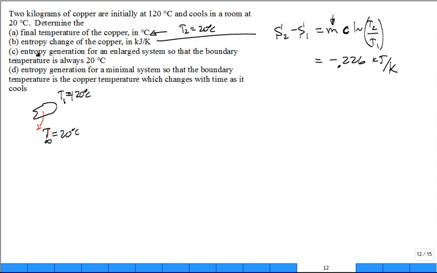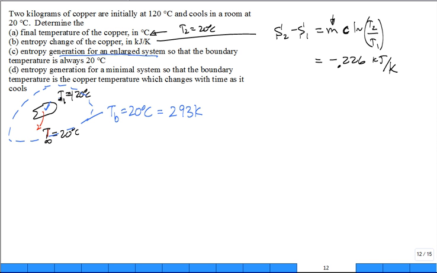So let me do this. Let's go to part C. What is the entropy generation for an enlarged system so that the boundary temperature is always 20 degrees C? So now I have a large control volume where the boundary temperature is always 20 degrees C. That's 293 Kelvin. True? And I want to know what is the entropy generation for the process of cooling this copper chunk in there. It starts where the copper chunk's 120. At the end of the process, the copper chunk's 20 degrees C, right?